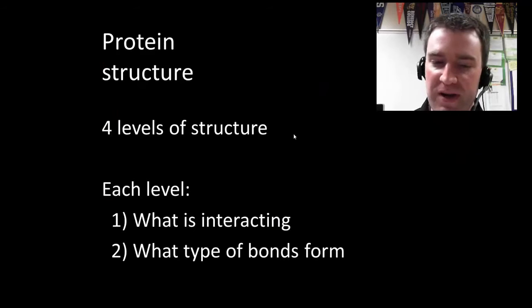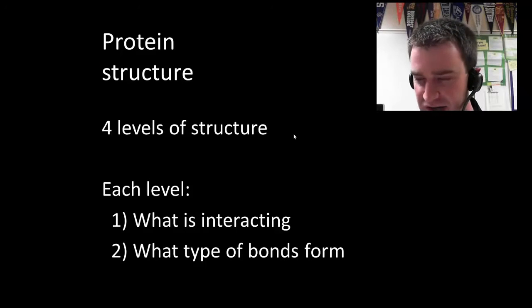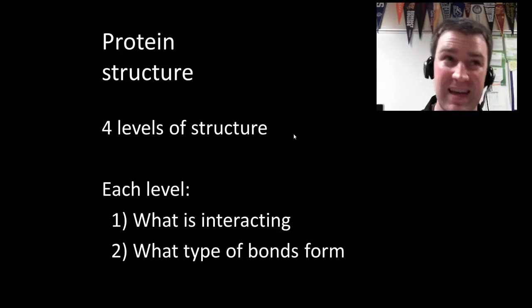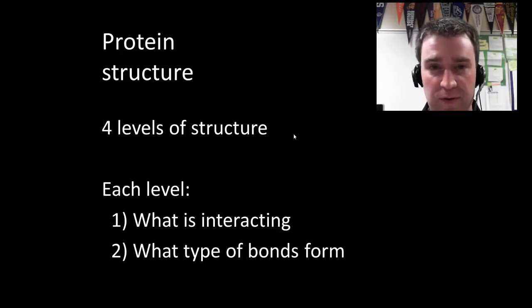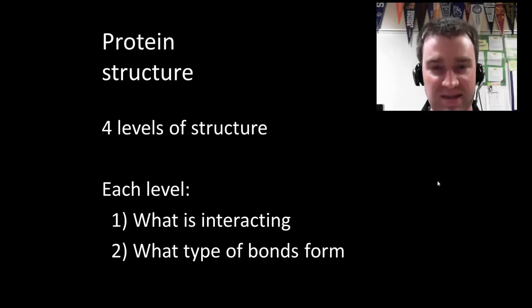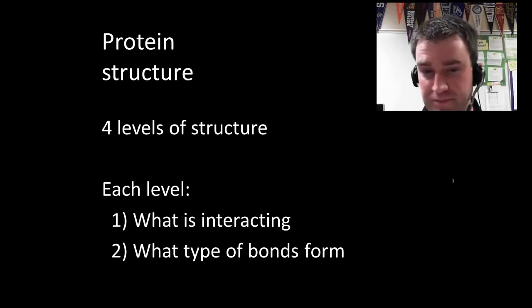Okay, so ultimately we're going to discuss 4 different levels of structure in our next conversation. Your book's way of discussing them is a little vague and a little bit confusing, so I'm going to try and make it clearer here. What I really want you to be able to discuss for me is, at each level of structure, what is interacting with each other, and then also what kind of bonds are formed at that level. In some cases there are many types of bonds, so just be able to give me a few examples.